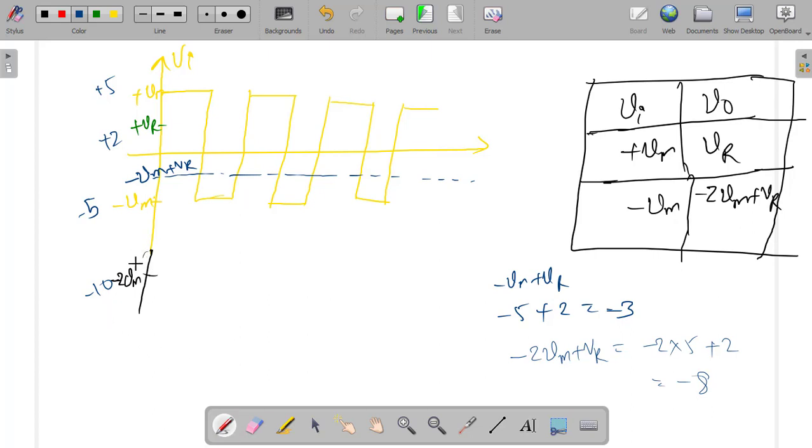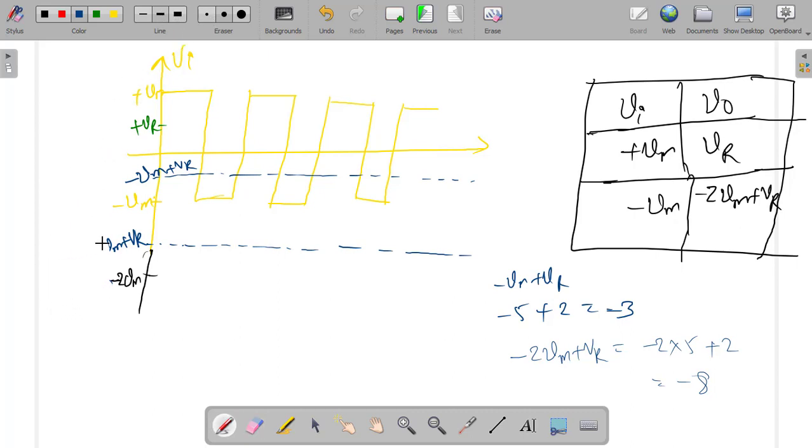Let me change the color so that it will be easier for you to recognize on the graph. Minus 2Vm plus Vr will come around something here. This is important because we have to draw the output based on these values only. So we have denoted all these values. Let us erase the assumed values, as the understanding has become clear, and continue with the output waveform.